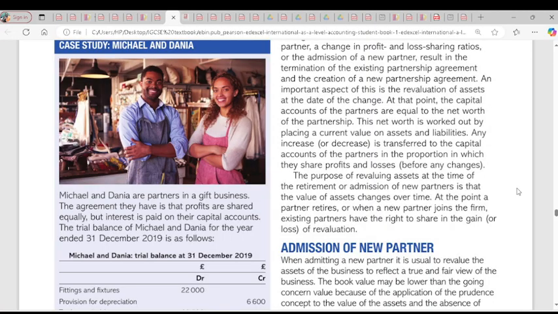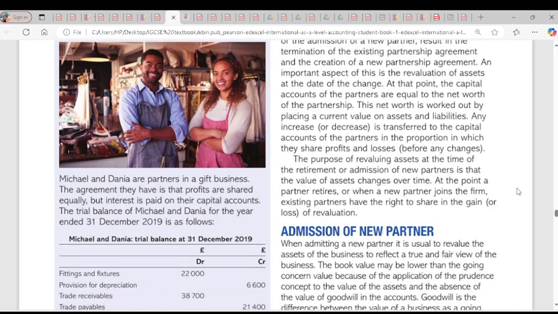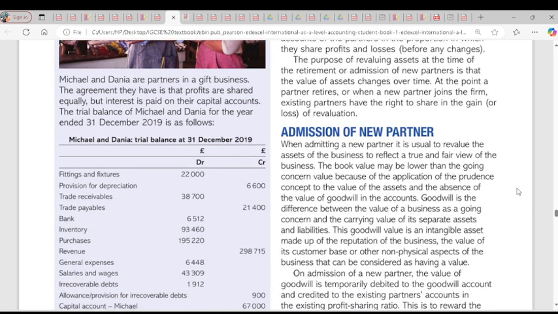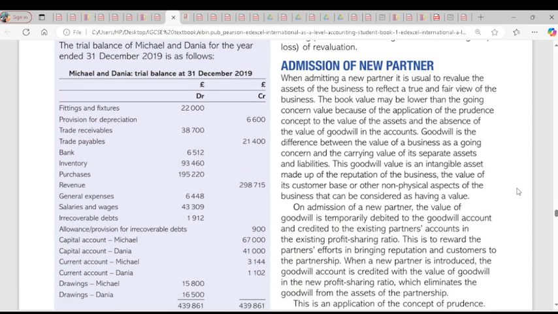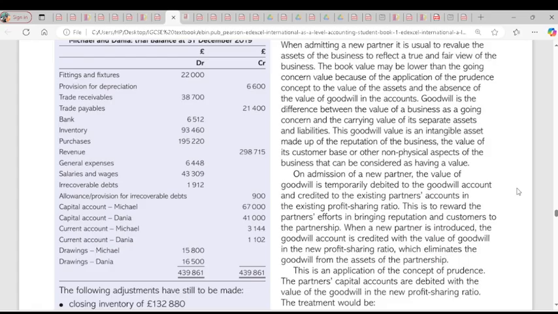The agreement they have is that profit is shared equally, but interest is paid on their capital accounts. So that means each capital invested will determine the amount of interest on it. The trial balance of Michael and Daniel for the year ended 31 December 2019 is as follows. We have the trial balance. The trial balance is balanced already. So now we have the items in the trial balance.